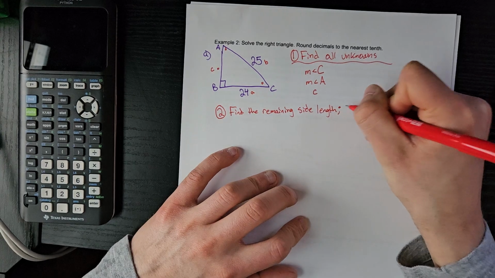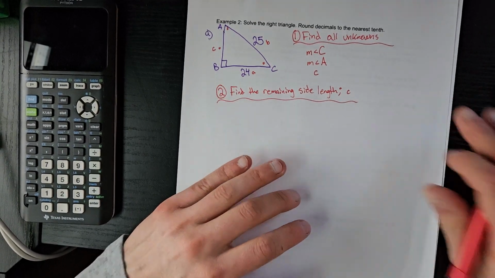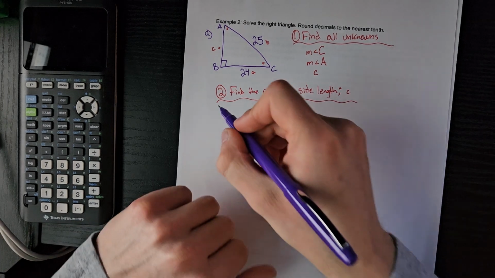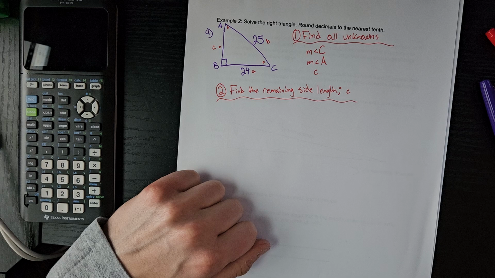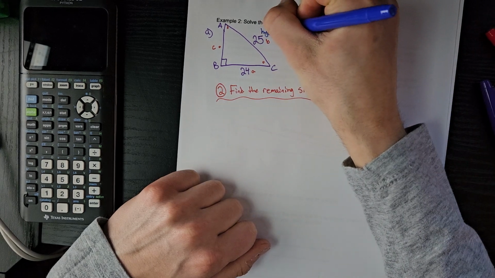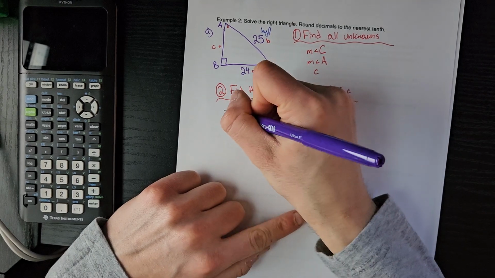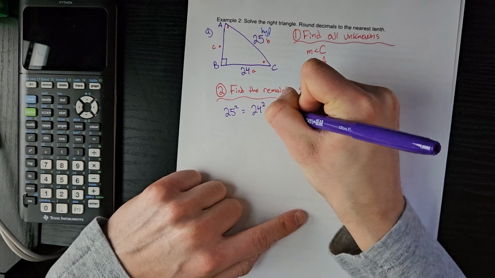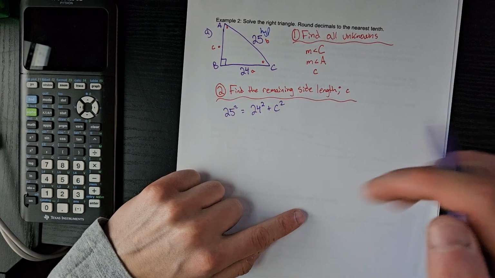In this case, C. So, I want to find C. How am I going to do that? Well, we can use the Pythagorean theorem. So, given that 25 is my hypotenuse, because it is opposite of that right angle, I can write out 25 squared is equal to 24 squared plus C squared. And now I can solve for C.